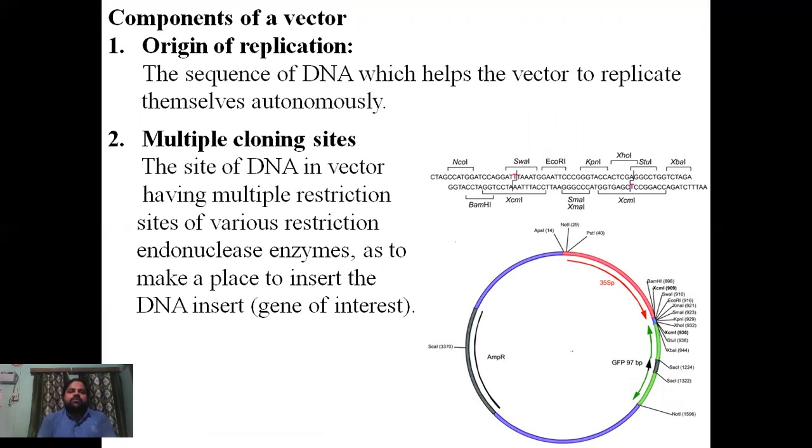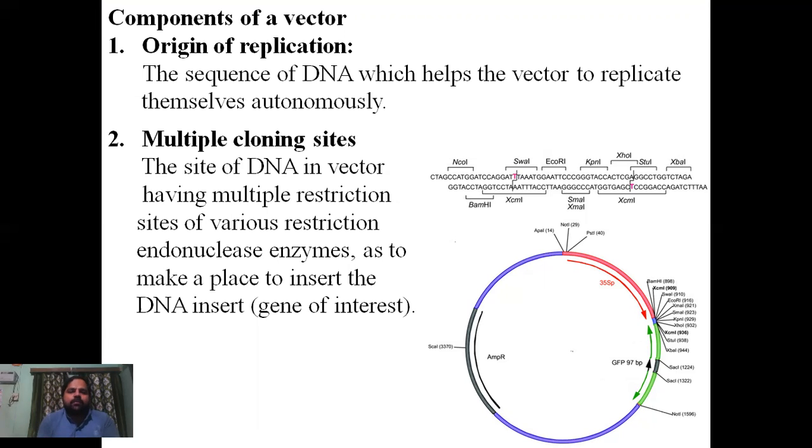So first is the component of a vector. Means we will discuss what should be the construct or genes to make a vector. So the first component is origin of replication. What is origin of replication? That particular DNA sequence which helps the vector to replicate themselves autonomously into their host cell.